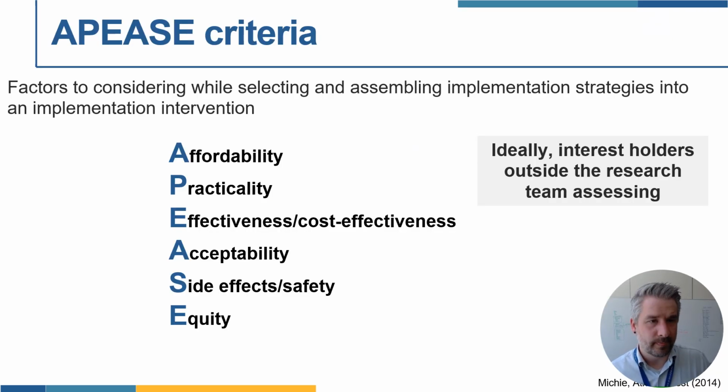There's also an additional framework that is worth considering as you're identifying those implementation interventions and strategies, which is to consider the APEASE criteria. This stems from the behavior change wheel specifically, but I think could be applied to any implementation intervention. As you're working with interest holders and developing your intervention, think about how affordable is this, how practical, how effective is it likely to be, or cost effective, will it be acceptable, might there be side effects to consider, and what might be equity considerations that could be built into selecting your strategy, so that it's not only about the theoretical connections between them, but these factors too.